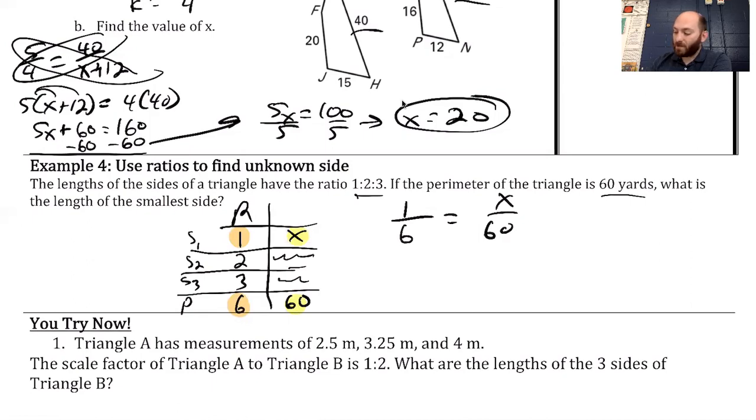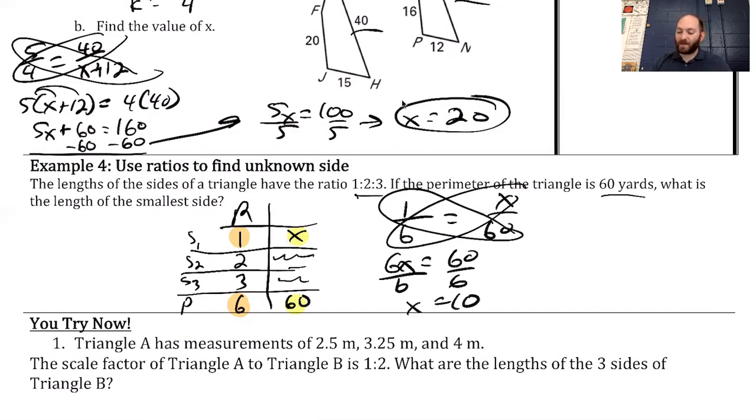All right, so now cross multiply. And I get 10 as my answer. Okay, and so this was in yards, so the smallest side is 10 yards. Okay, you try now, we'll save that for tomorrow.